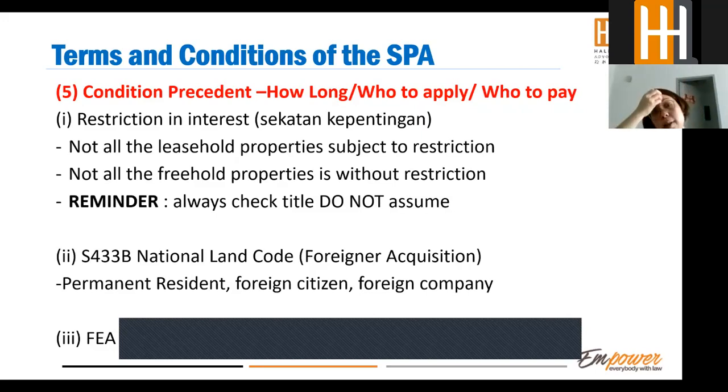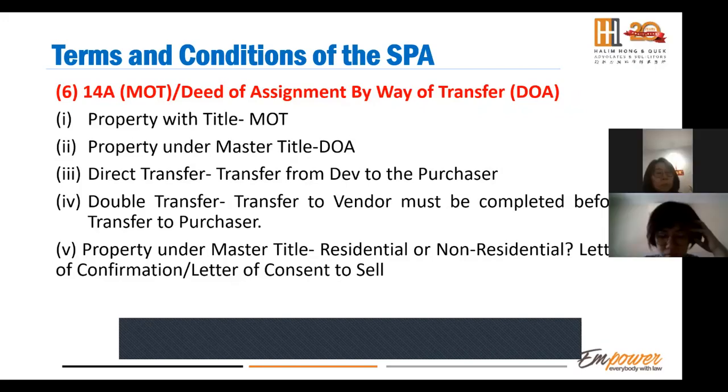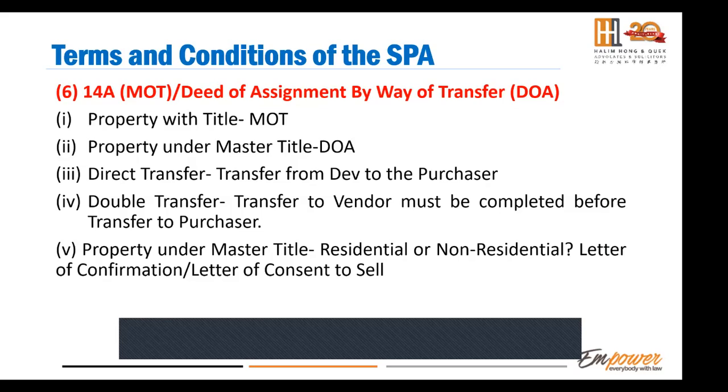Okay, number 6. We will mention the transfer instrument is either the Form 14A or what we call the memorandum of transfer, or if the property is still under master title, we will use the deed of assignment as the instrument to transfer. So please do not put MOT if the property is under master title. They will laugh at you, okay? And also deed of assignment, this will only apply for the property under master title. So property with title is MOT, property under master title is DOA.